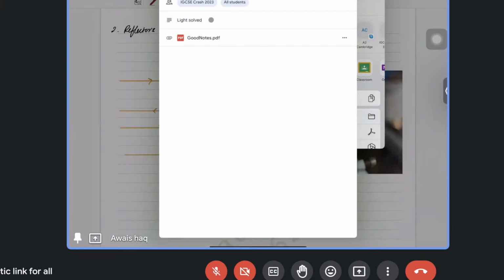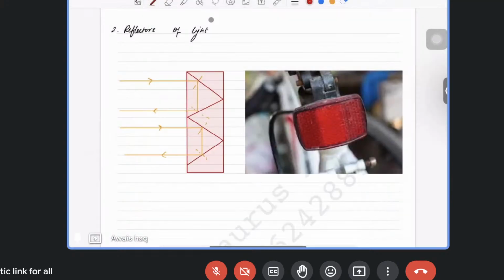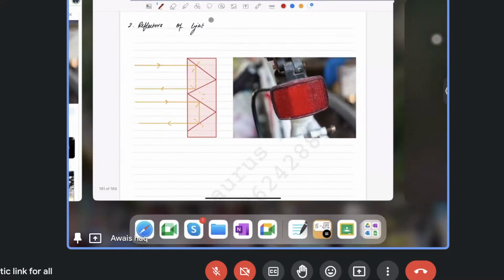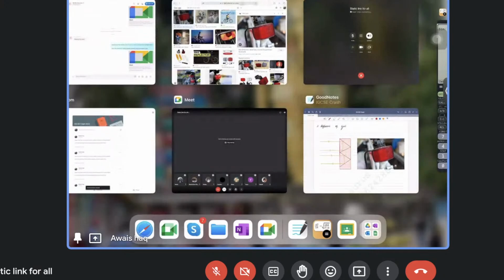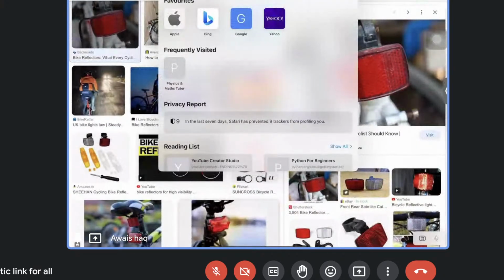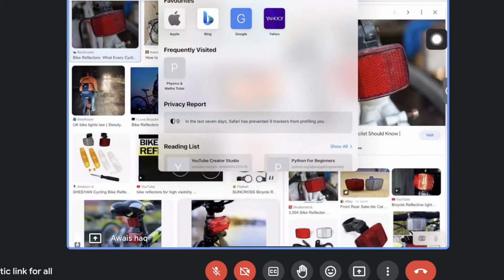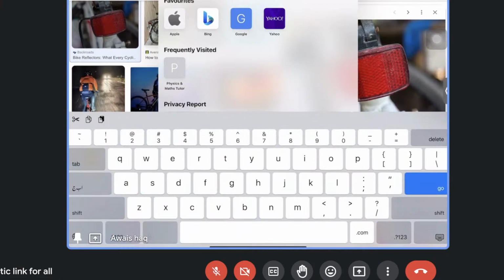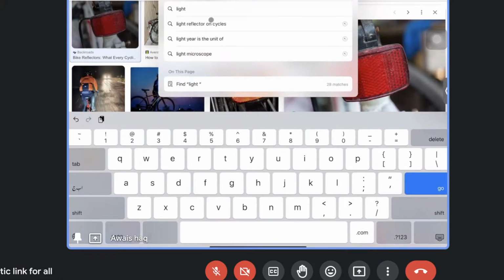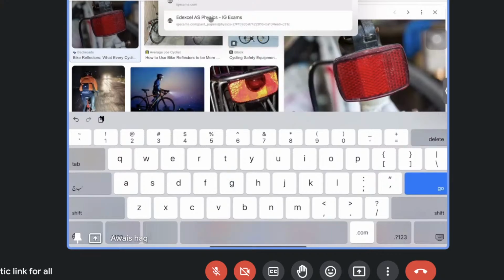Okay, fine enough. All right, so let's do now. IG exams. My keyboard is not working. I don't know why it's doing that to me. But never mind. I think I need a restart. Sorry, IG exams.